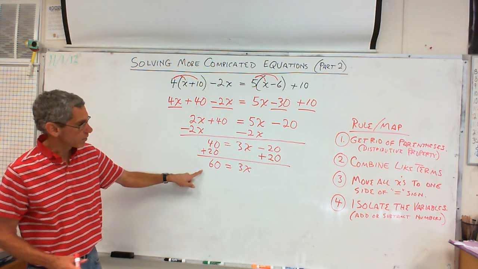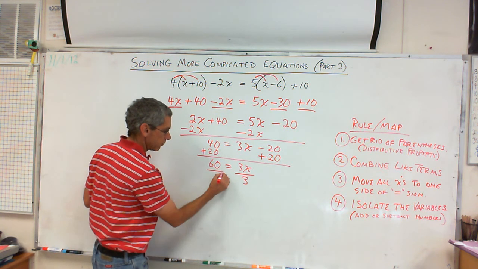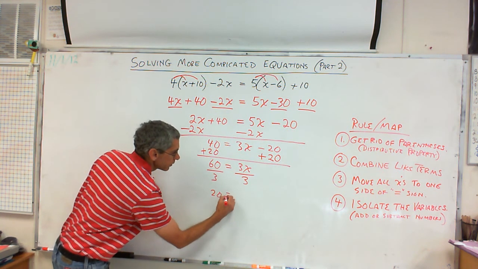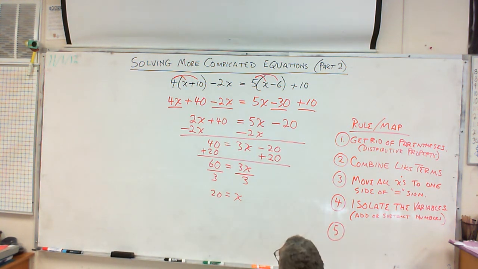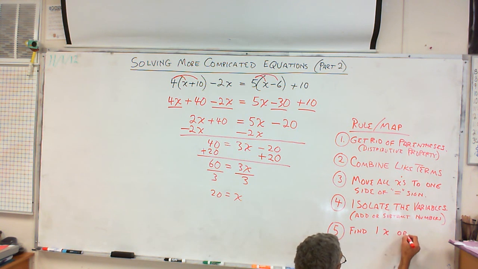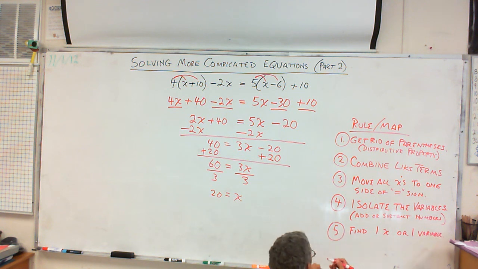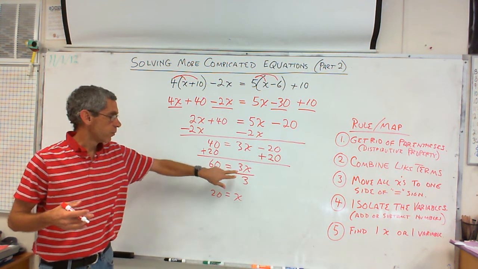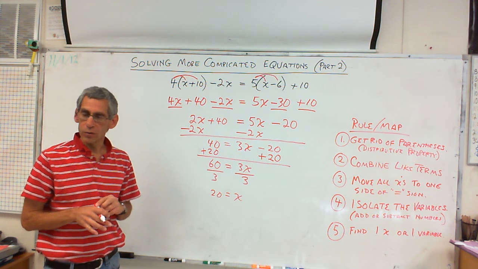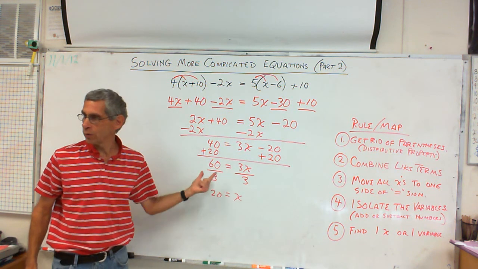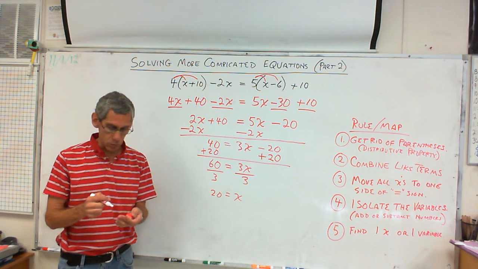All right, and then the last thing is, what do I have to do? Divide by 3, divide by 3, and then I'm going to say 20 is equal to x, right? So the last thing we did, step 5, was find x, or find 1x, or one variable. In other words, you're going to divide or multiply. It could have been, say if it was 2/3 x, you'd multiply times 3/2, the reciprocal. So you'd either divide or multiply. But find 1x. Once you get it down here, I think most people know how to do that anyway. I think you're pretty good at those one-step and two-step problems.